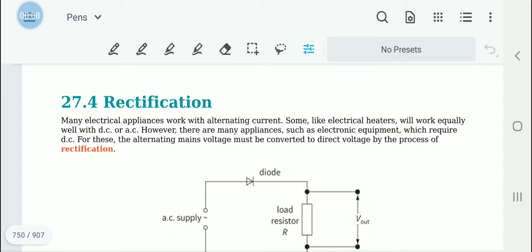We know that most of the electrical appliances work with alternating current, but there are some that can work with both DC or AC. However, some electrical components or equipment require DC. So we will have to convert the alternating mains voltage into direct voltage by a process called rectification.